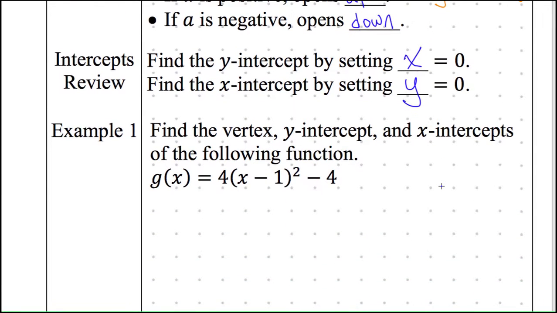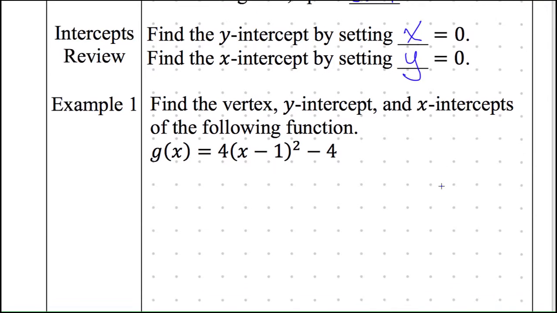So finally, example 1. I need to find all 3 of these things. First, the vertex. Second, the y-intercept. And third, all of the x-intercepts. So there could be a potential of 2 x-intercepts. So that's 4 things. That's a lot of things to find in one problem. Let's see how well we can do that.